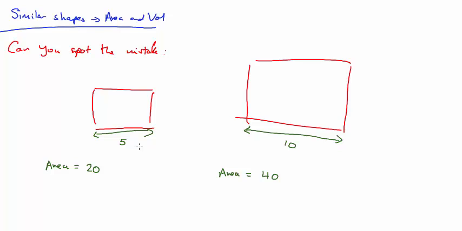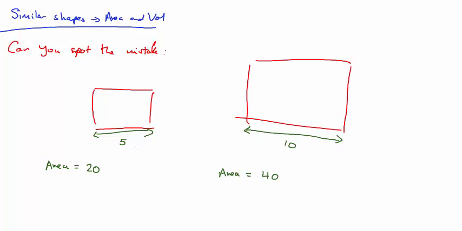Okay, I want to talk about similar shapes. So obviously one's bigger than the other. And basically, I want to look at how area, and if it's a 3D shape, volume changes between the two shapes, okay? So first, can you spot the mistake? Because this is something which close to nobody ever gets right, but it's so nice and straightforward.